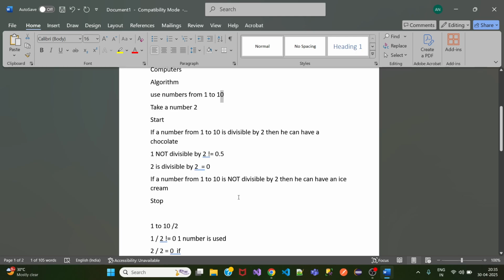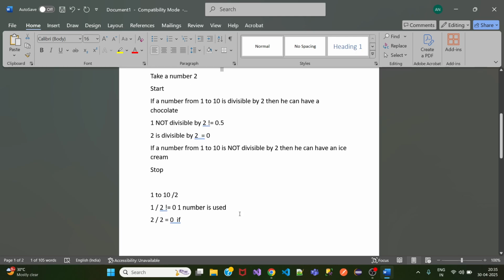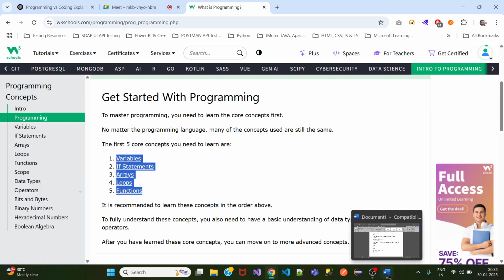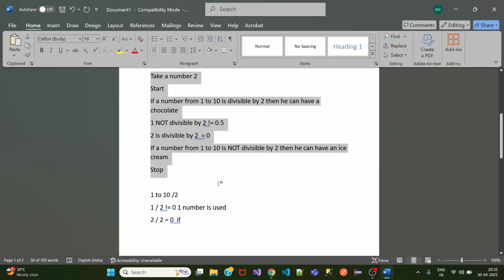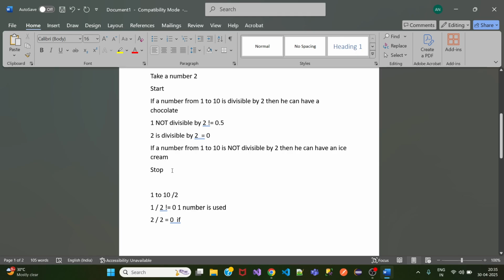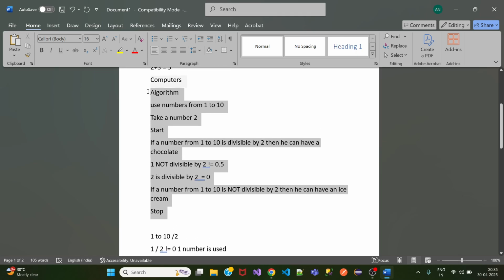Thank you. We will be coming to all these parts: the variables, if statements, arrays, loops, functions. This will all be covered once you write these things. Once you write it, I'll let you know how exactly we are covering that. The data types will also be covered in that. Operators, most of the arithmetic operators will be covered. Many things will be covered when you have written this logic, this algorithm. So that is the reason.